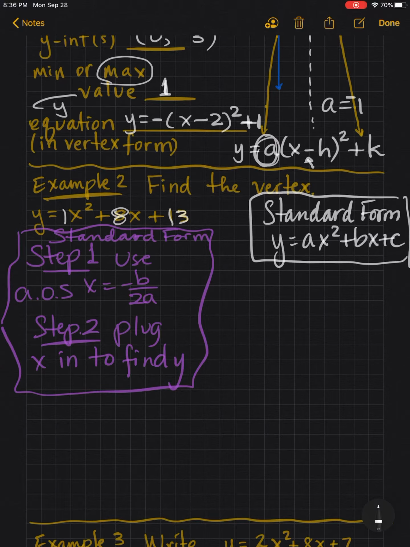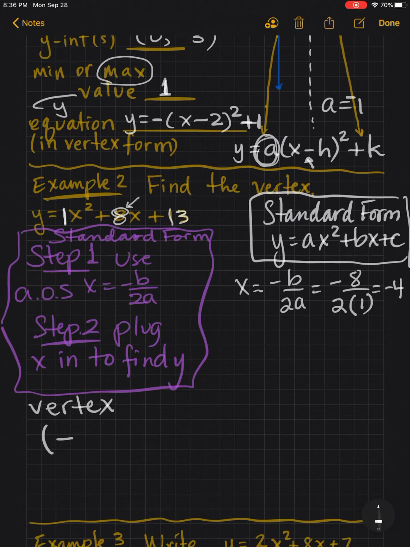So now, when I want to figure out x equals negative b over 2a, I'm going to put my negative sign. I'm going to go grab my b is 8, and then a is 1. So that's simply negative 4. Now that I know my x value, and that's when I'm looking for the vertex, we're halfway there already. My x value is negative 4.